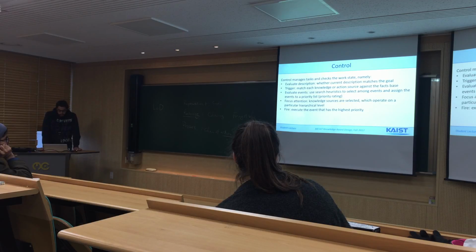Finally, there is the control, which manages the tasks and checks the work state. It's like the fulcrum of the whole Blackboard model. What it does is check every knowledge source, every action we have, and see if it matches the description of the goal. You evaluate in a heuristic way, so basically you make trials and see if each action can solve the problem.